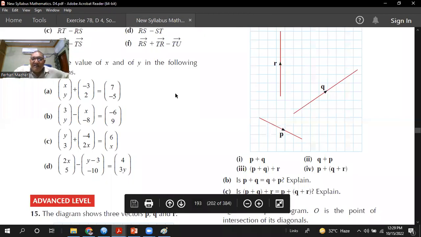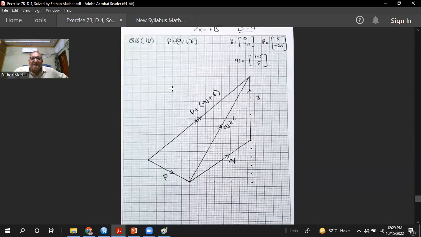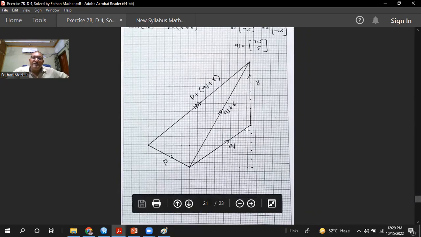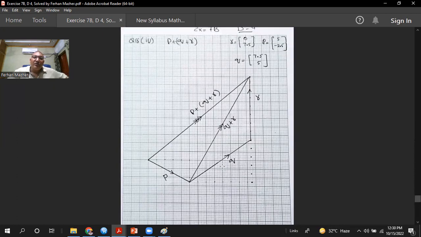Okay, the next part they are saying P plus, in the bracket, Q plus R. So first of all, let me find out Q plus R. So I started from here. This is Q and this is R. So their resultant is Q plus R. Here I have drawn P in such a way that its head should come here. Now this is Q plus R. Join the tail of P with the head of Q plus R. That will give you P plus (Q plus R).